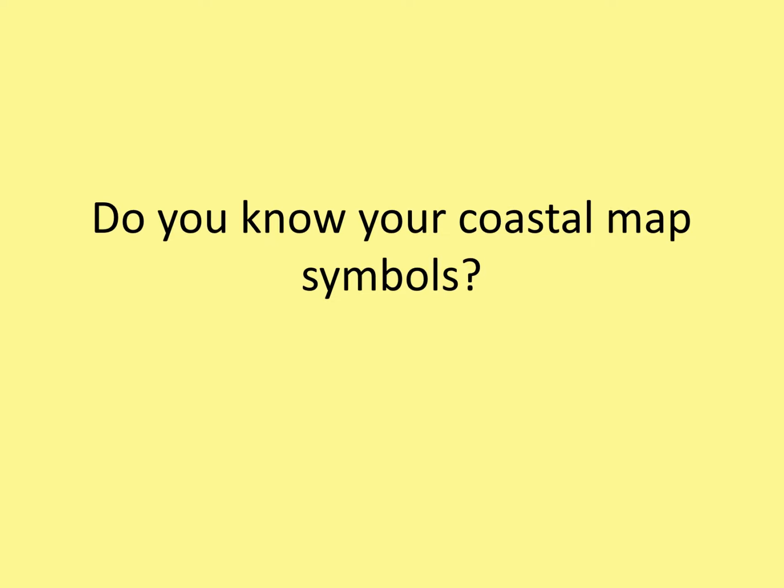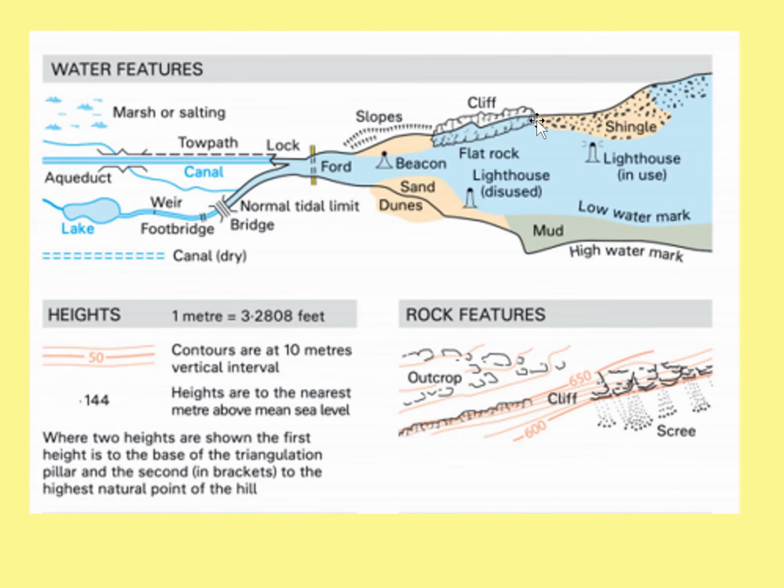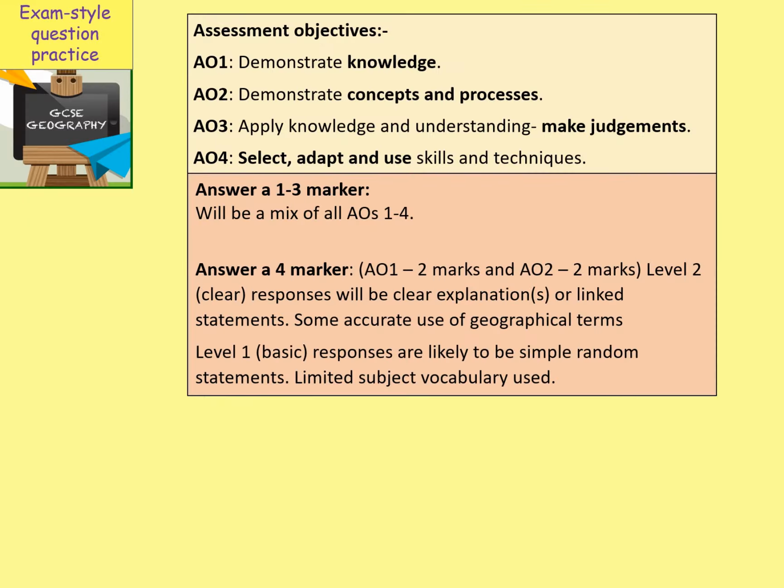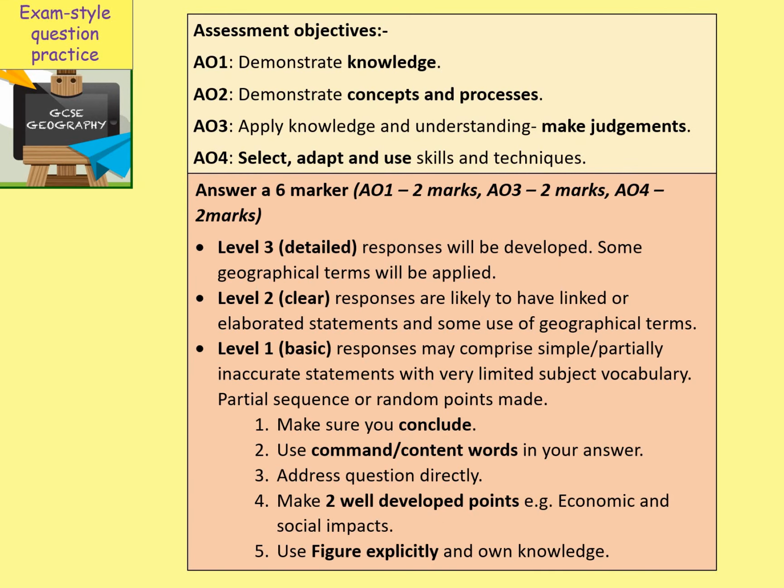So, do we know our coastal map symbols? You might have to do some map reading in your test this week. So just remind yourself of what things look like on the map. So just pause the video here and take a minute just to ensure that you know what the different features look like. So we have 4 assessment objectives that are going to be looked at this week. Knowledge, AO1, concepts and processes like your types of erosion, transport, etc., AO2, AO3, making judgments, and AO4, using your skills. So take a little read through what makes an excellent 1 to 3 marker, 4 marker, and 6 marker.